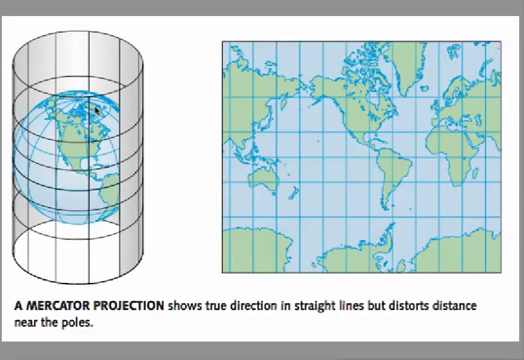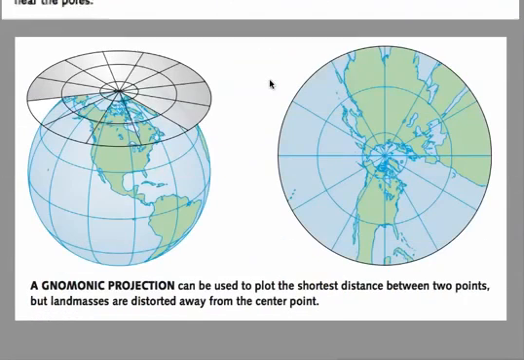Take a look at Greenland on the sphere, the globe. It is about the size of Alaska, maybe 1.5 times the size. Take a look at Greenland on our map. Anything moving away from the equator gets continuously larger and larger. This is a problem with all projections. The Mercator projection is great for true direction, north, south, east, west, in a straight line. But distance near the poles gets distorted. So let's try something else.